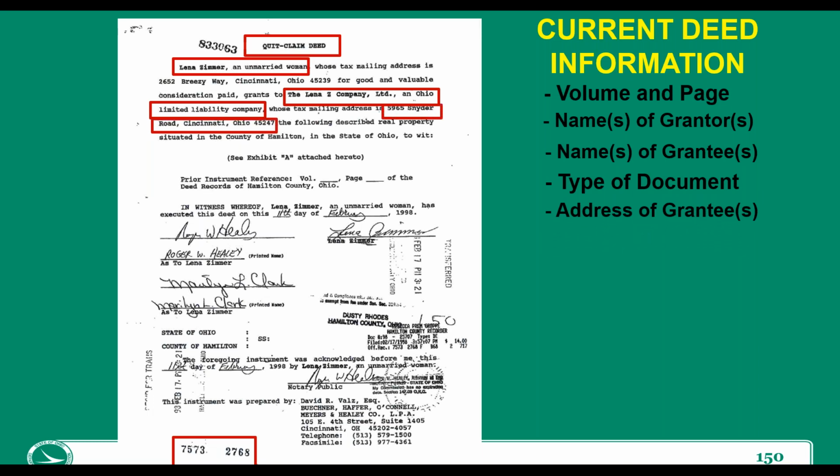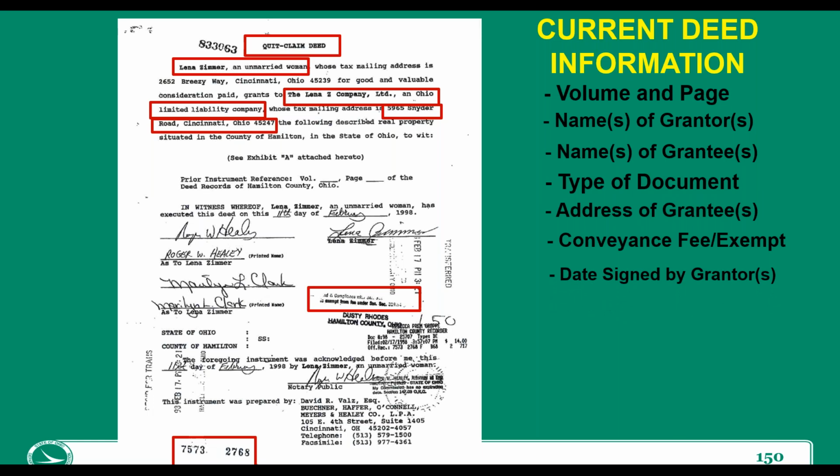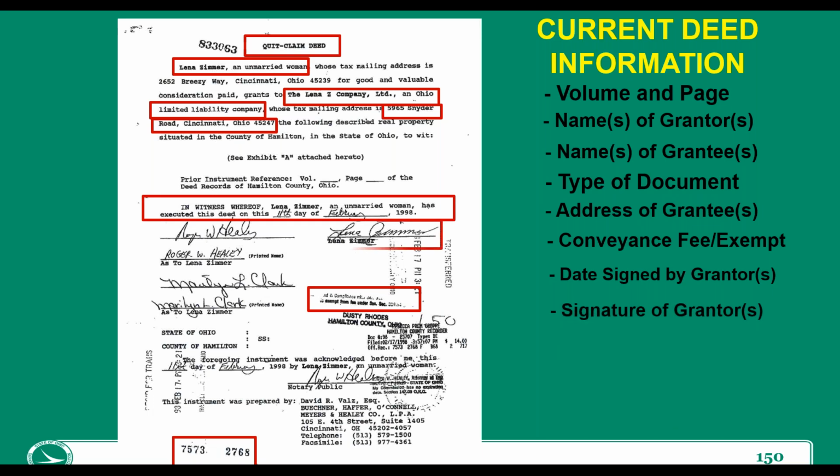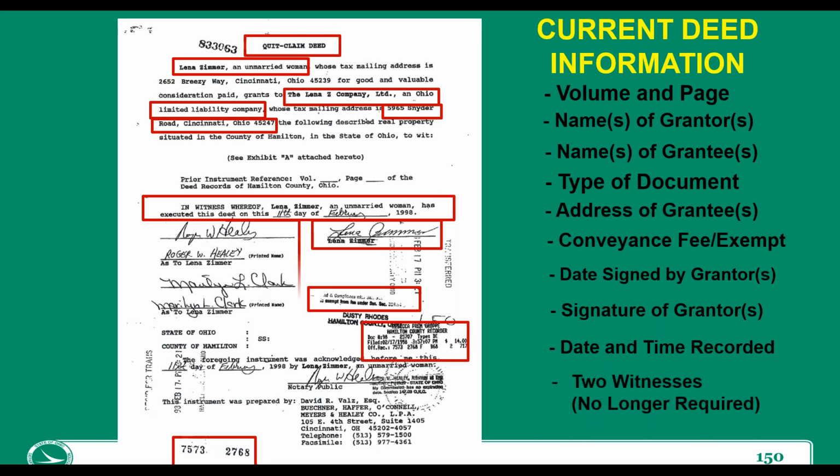There's an address, but we do not necessarily want to go by that because things change. Conveyance fee, it's really hard to read, but this was exempted. Date signed by the grantor, February 11th, 1998. Signature of the grantee, the signature of the grantor, and date and time recorded. And right here we see two witnesses. Those are no longer necessary. This deed's from 1998 when it still was necessary.